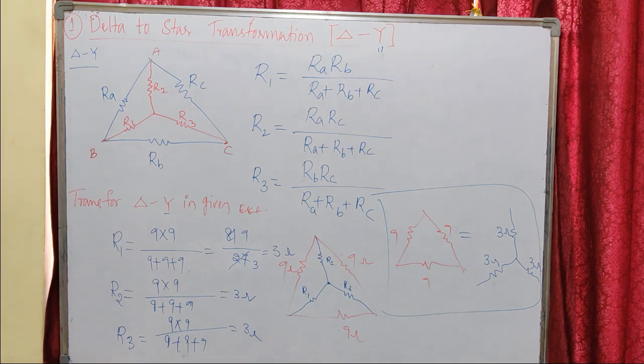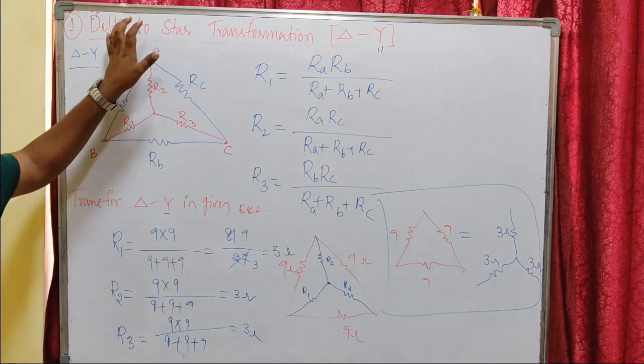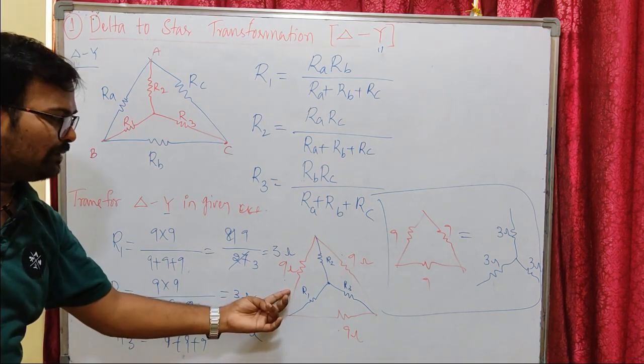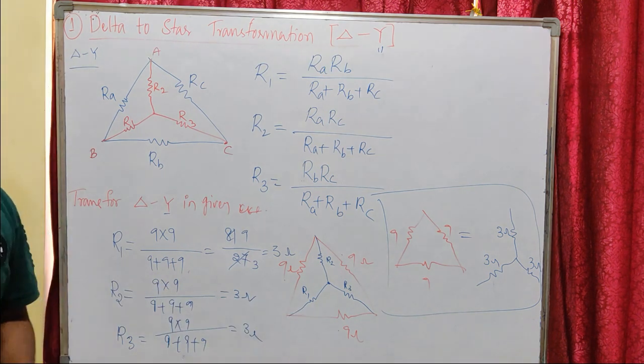So now let us see another transformation, that is star to delta transformation. We have obtained star from delta here. Now we are going to obtain delta from star.